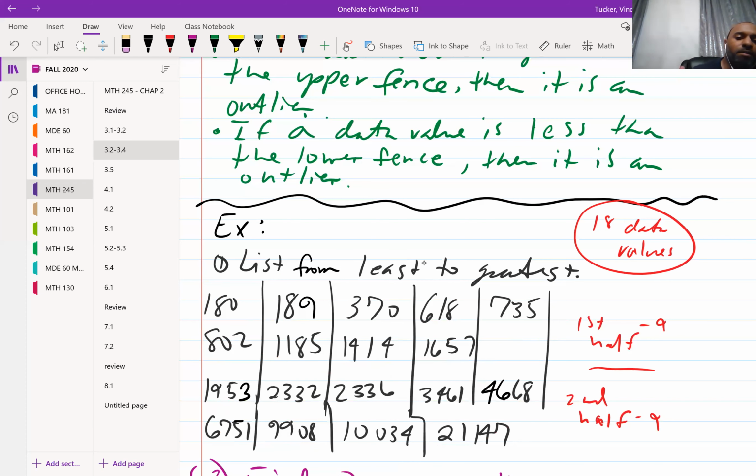So in the bottom half, 1953, 2332, 2336, 3461, 4668, then we have 6751, 9908, 10,034, then 21,147. So I'll give you a chance to write those down.